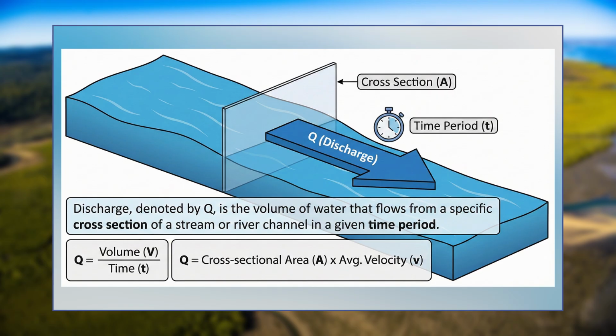Discharge, denoted by Q, is the volume of water that flows from a specific cross section of a river channel in a given time period. It is defined as the volumetric flow rate of water passing a river cross section per unit of time. It has typical units of liters per minute. In case of big rivers, it is measured in cubic meters per second or cumec. Other commonly used ways are cubic feet per second or gallons per day.